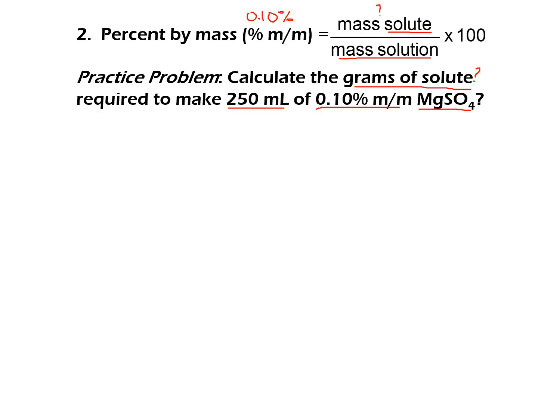We need to make a couple of assumptions, right? Simple assumptions, assumptions that aren't really hard to do. One of them is, what are we dissolving the MgSO4 in? It doesn't say that. So one of the assumptions we can always make in these problems is, if it doesn't tell you what the solvent is, assume it's water. So I'm going to assume that the MgSO4 is being dissolved in water. The second assumption we're going to make is, what's the density of this solution going to be?